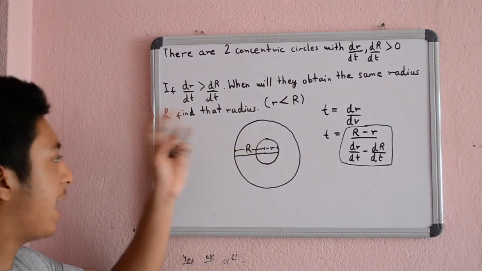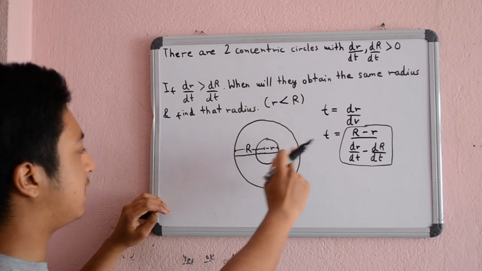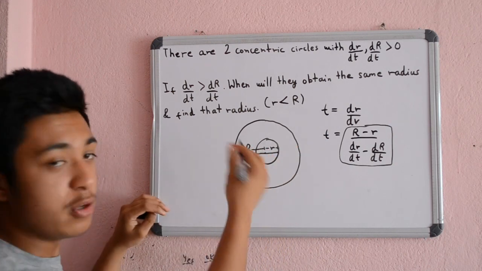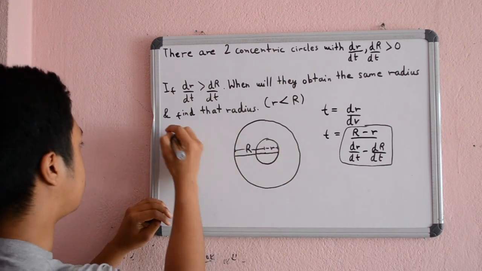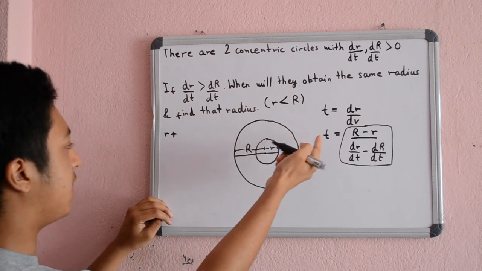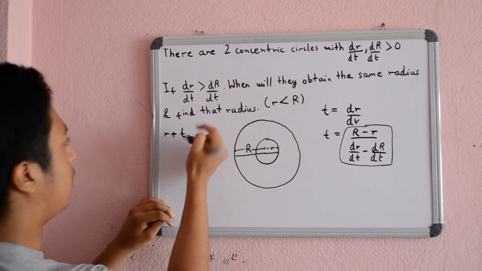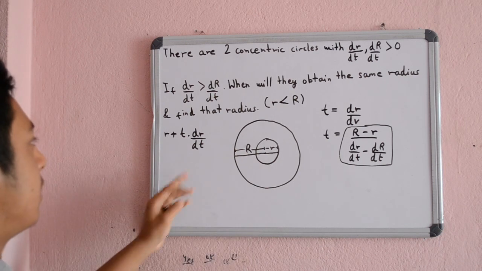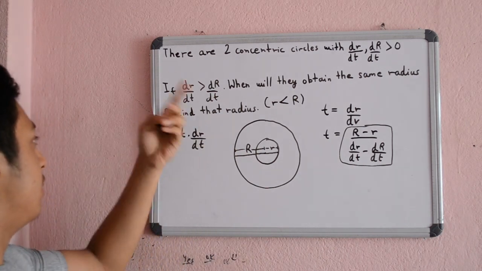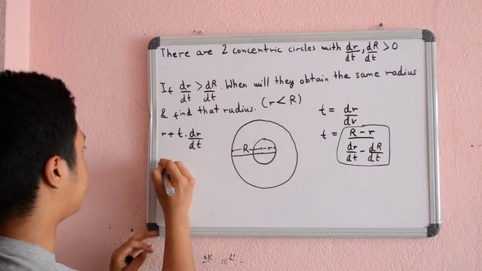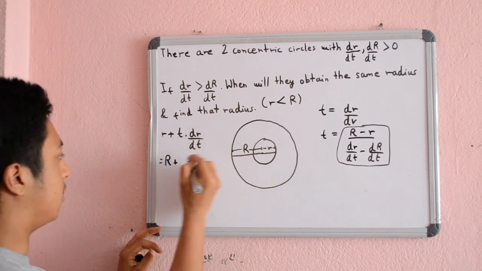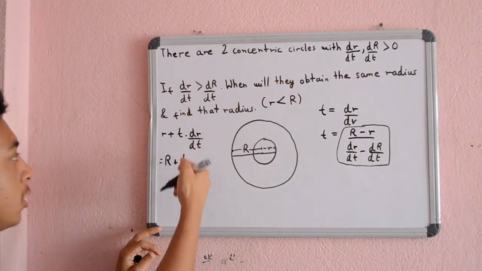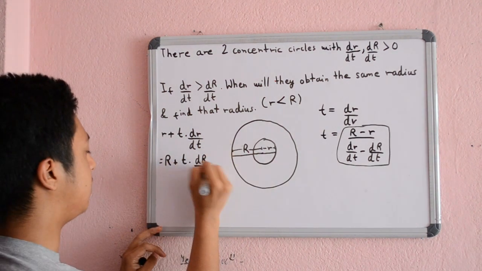And from here you can calculate the time at which the radius of both of them will be the same. And in order to find that radius, all you have to do is take any one of these radii. I'm going to choose r, and add to it the time multiplied by its corresponding rate. And this is also equal to R plus the time taken times the corresponding rate, which is dR/dt.